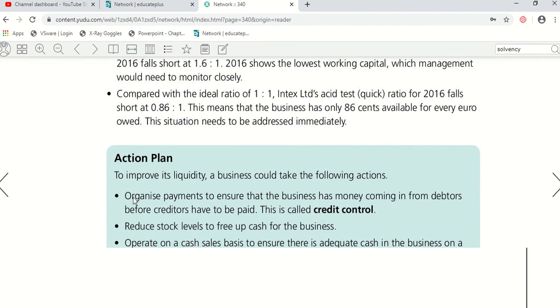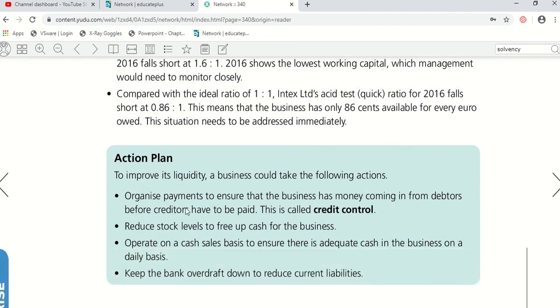It's given an action plan here to improve the liquidity. The business could take the following actions: organise payments to ensure the business has money coming in from debtors, because remember, debtors are a current asset, and the money they get in, they can have in the bank or cash available to pay any debts. So credit control is very important here. If a debtor owes money and has 1 month to pay it back, make sure they're paying within that month.